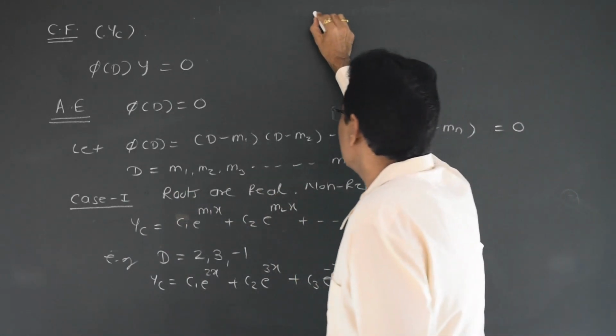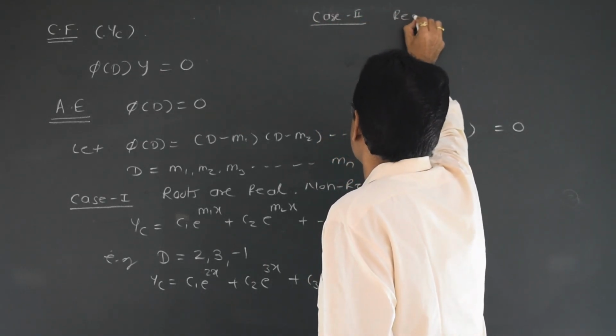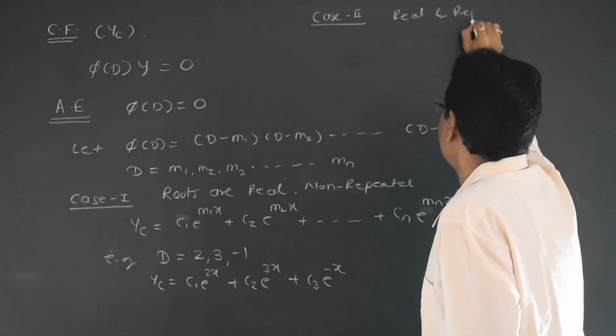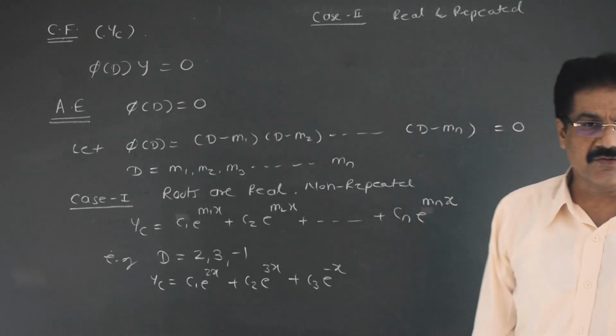Let us continue with case number 2 now, when the roots are real and repeated. Whenever roots are real and repeated, how to write down the solution?